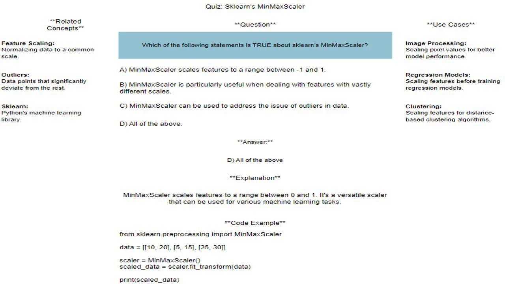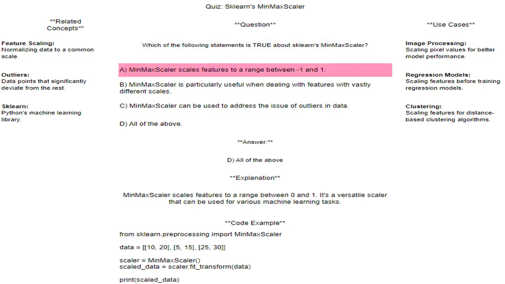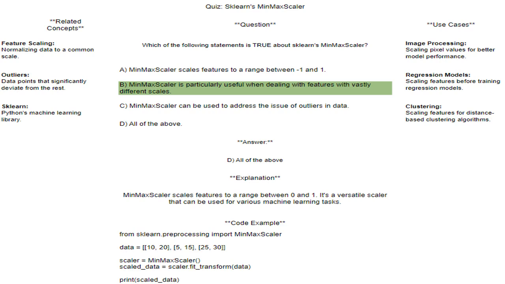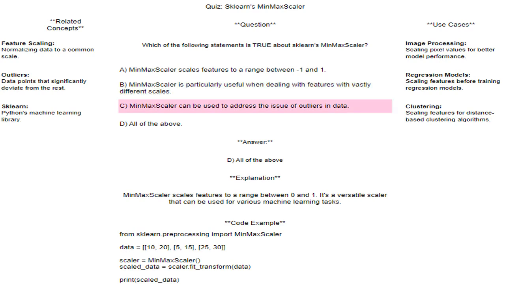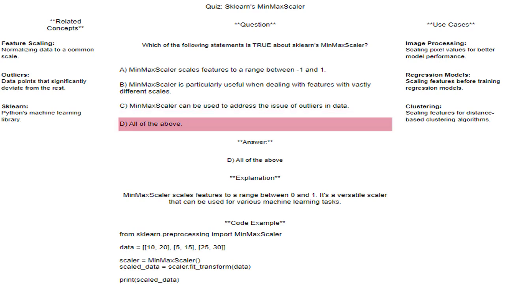Which of the following statements is true about sklearn's MinMaxScaler? A. MinMaxScaler scales features to a range between -1 and 1. B. MinMaxScaler is particularly useful when dealing with features with vastly different scales. C. MinMaxScaler can be used to address the issue of outliers in data. D. All of the above. A: Incorrect. MinMaxScaler scales features to a range between 0 and 1.